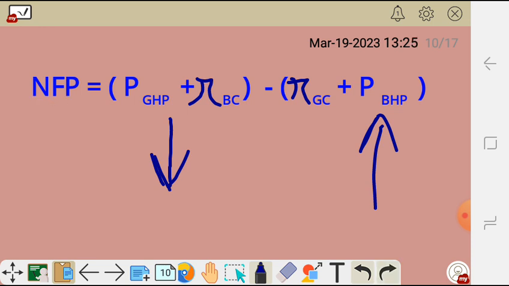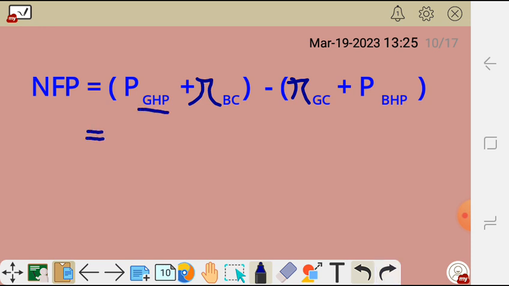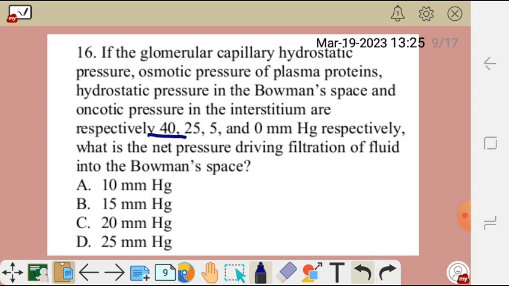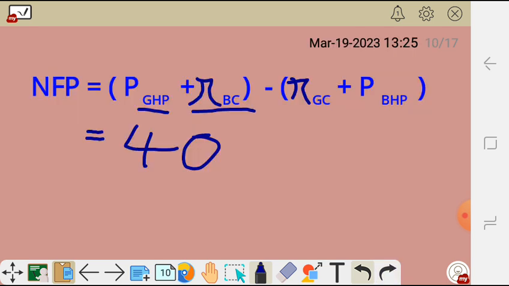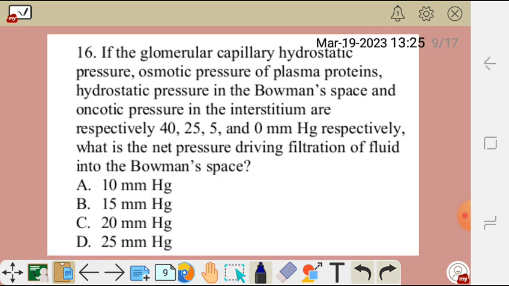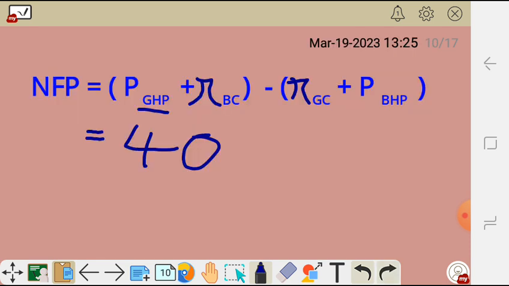Okay, so in our case here we have been given the force which is driving our filtrate into the Bowman's capsule, which is our glomerular hydrostatic pressure of 40, that 40 there. Then our Bowman's capsule oncotic pressure. This pressure is exerted by the proteins in the Bowman's capsule, but in this case our Bowman's space has 0. The oncotic pressure in the Bowman's space is 0. Why? In the Bowman's space we do not have proteins, so it will be plus 0 here.